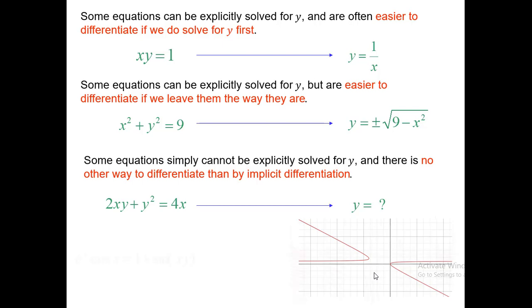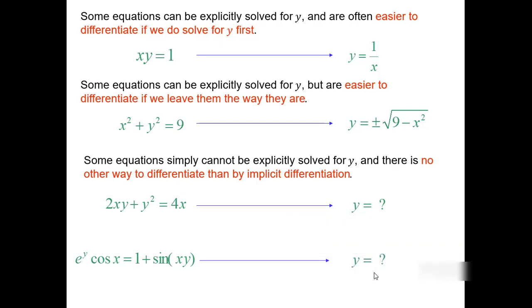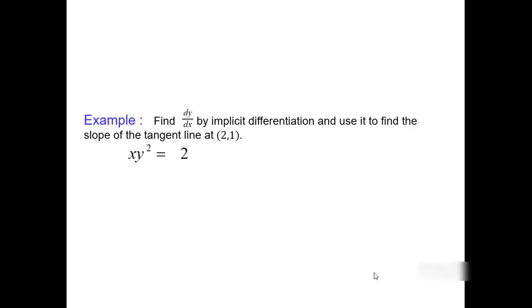What if we look at an even crazier equation, something like this one that involves exponentials and trigonometric functions and even a trig function with an x and a y inside? It's going to be impossible to isolate y for this. And it would also be impossible to draw this graph in order to find out what the slope of the tangent line is. But what we can do instead, even though we can't isolate y directly, is apply implicit differentiation. So let's look at an example about how to apply this process.